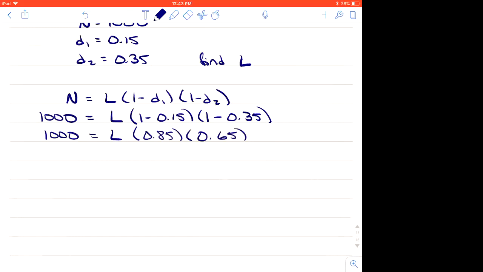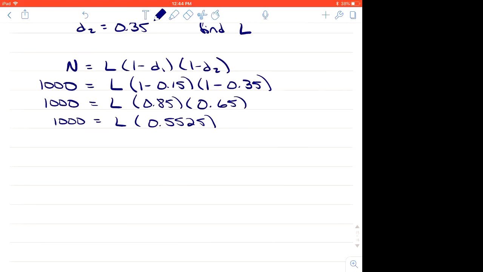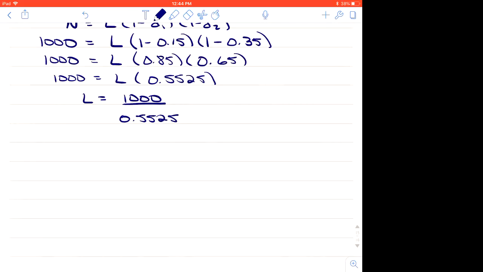We can combine the 0.85 times 0.65 to one number, and then we can divide it over into the 1,000, or we can divide them over individually, it doesn't matter. But I'm gonna do 0.85 times 0.65. So we have 1,000 is L times 0.5525. Careful not to drop any decimal places. So L must be 1,000 divided by 0.5525.